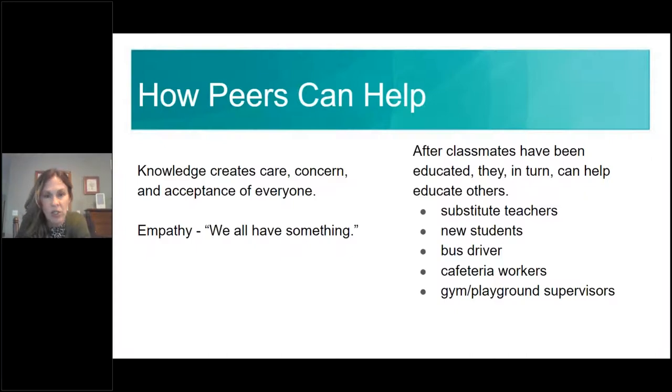So when I did start disclosing in my classroom, I would talk about how I have Tourette syndrome, and obviously that's pretty visible. You can all see that. But there's probably everybody in here struggling with something, many of them things that we can't see. Somebody could be grieving the loss of somebody close to them, a loved one. And definitely you don't see that, but it has a profound effect on people. So after classmates have been educated, they in turn can help educate others. Substitute teachers or secretaries, new students, the bus driver, cafeteria, anyone who comes into the school.